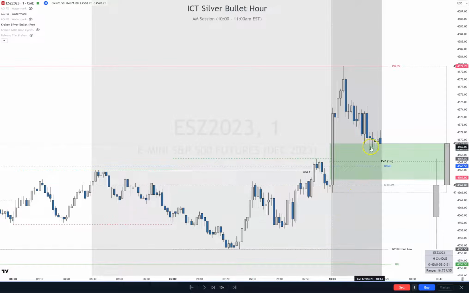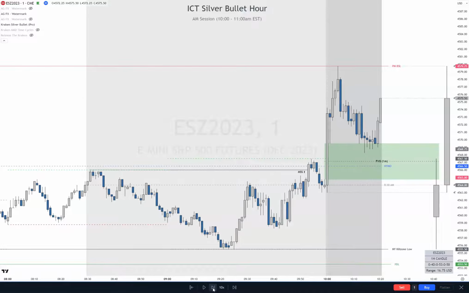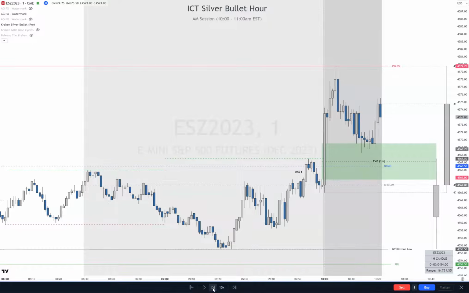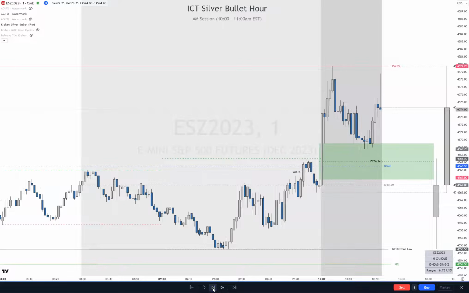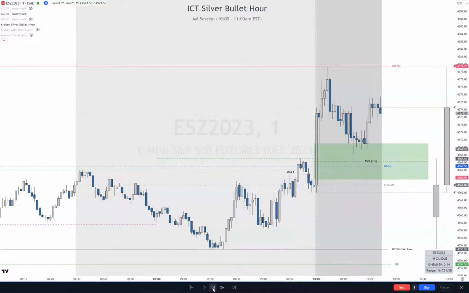Is it fine to enter here? Absolutely, you can get in there. No problem. And sure enough, it's probably going to leave without us, take the top. Great. Good long wick. That's good. Again, didn't take the high though. Didn't take the high. So it's still available.